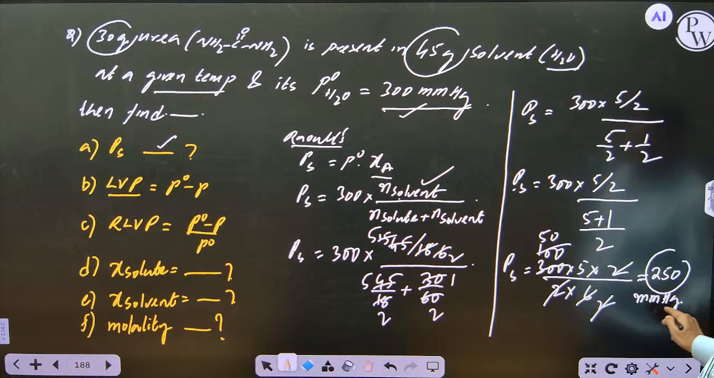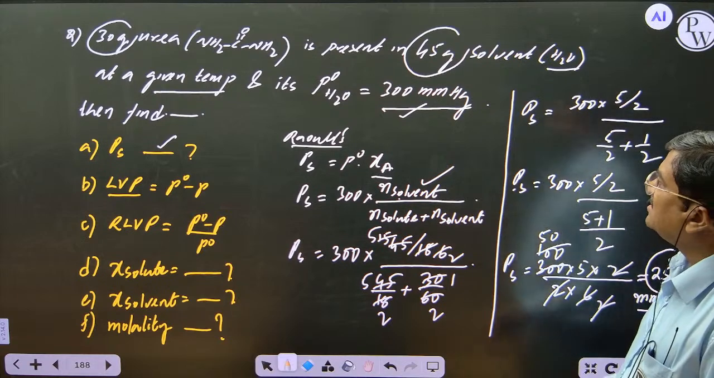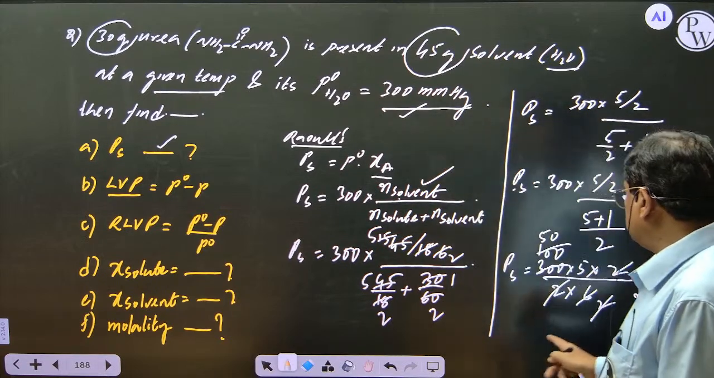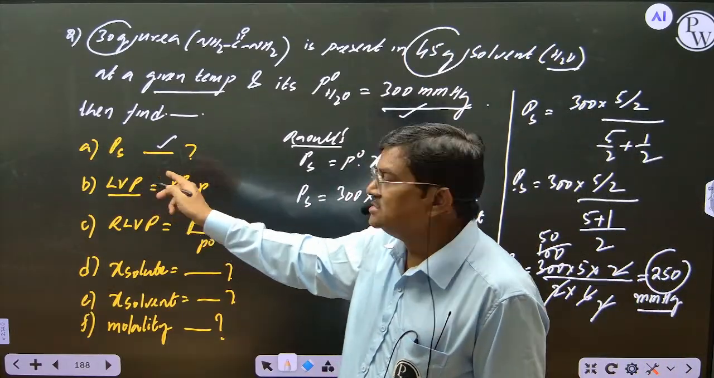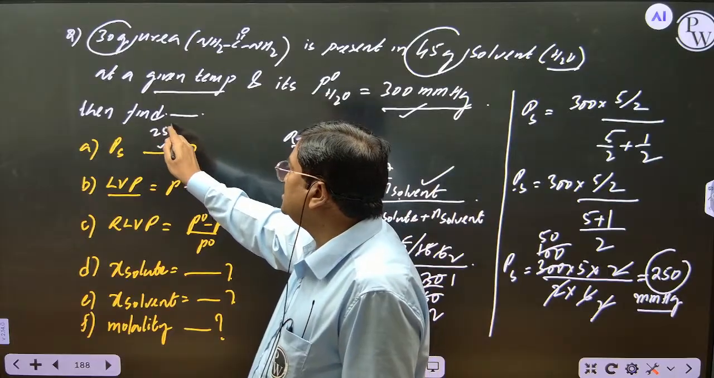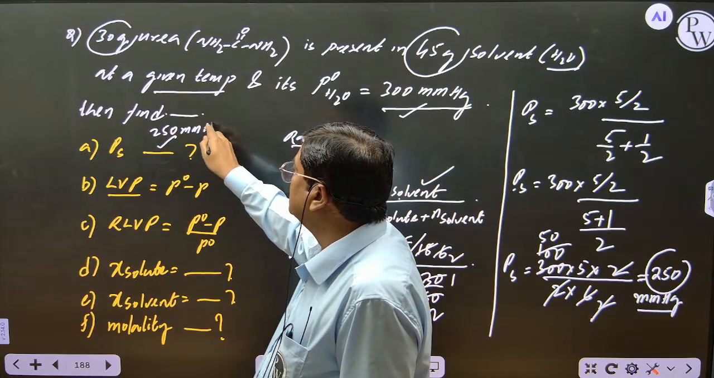This 250 will be in what unit, student? mm of Hg. What is mm? Millimeter of Hg. Now this is the vapor pressure of solution we found from Raoult's law. Understood? So vapor pressure of solution is 250 mm Hg. Clear?